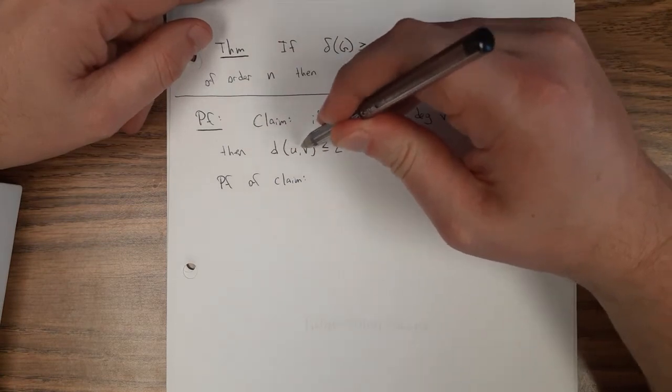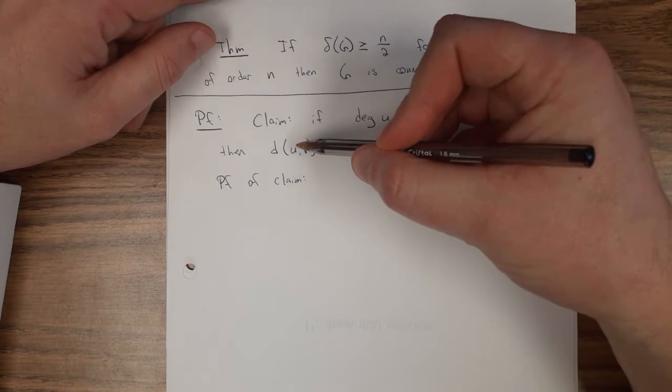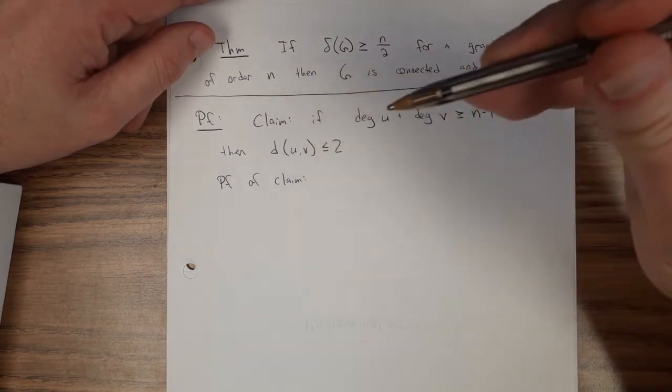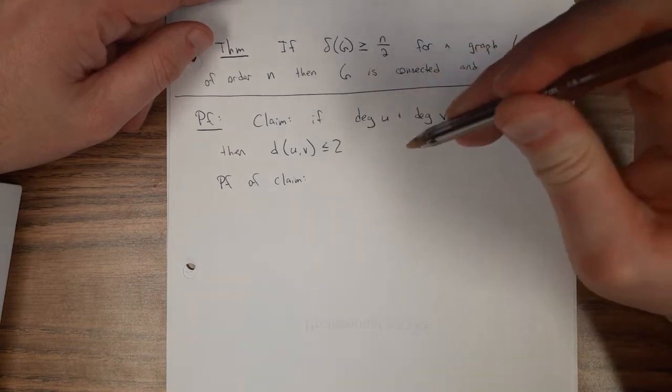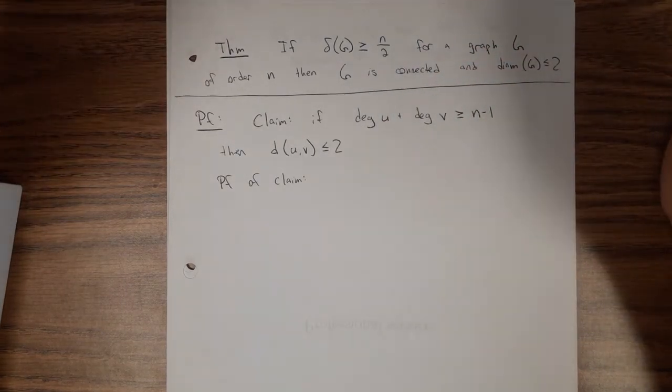Distance 2 means that they have a common neighbor. Distance 2 means that there's some third vertex, say w, such that you can go from u to w to v, and w would be the common neighbor.